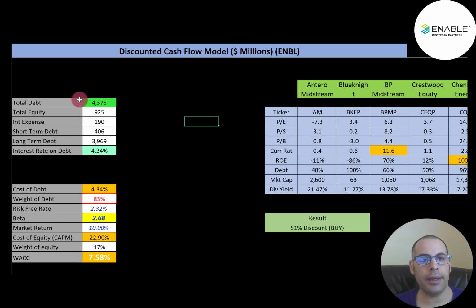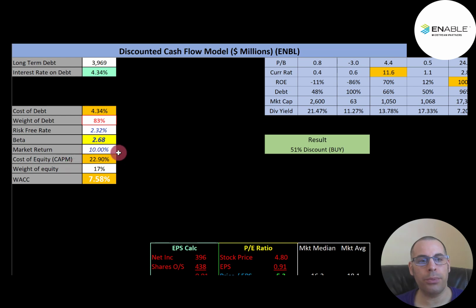Let's look at the capital structure. $4.4 billion of debt, $925 million of equity, and they pay 4.3% interest on their debt. Enable does not pay taxes because it's a master limited partnership. In order to become an MLP, the business must receive 90% or more of its revenue from natural resources or real estate. This company receives its revenue from natural resources. An MLP issues units and not shares, so they have no equity on their balance sheet. In order to calculate the equity, I took total assets minus total liabilities on the balance sheet. So they're a bit leveraged. 83% of the capital structure is debt, which means there's 17% equity.